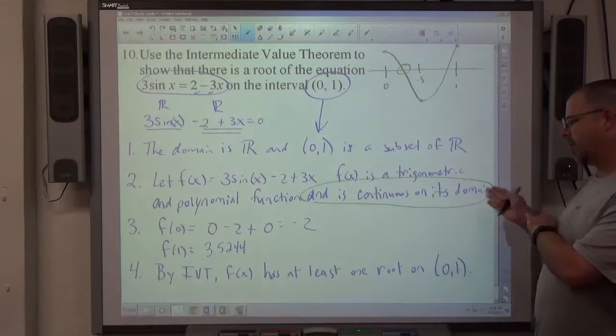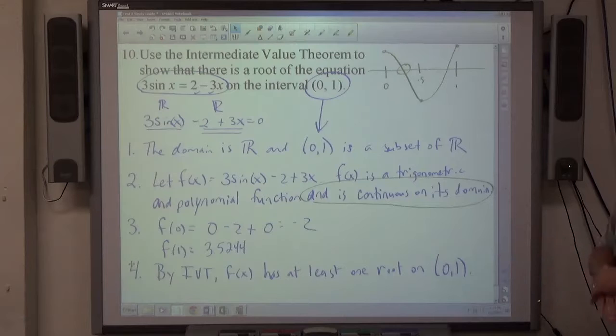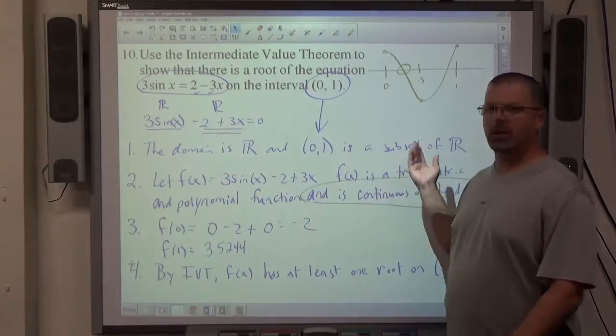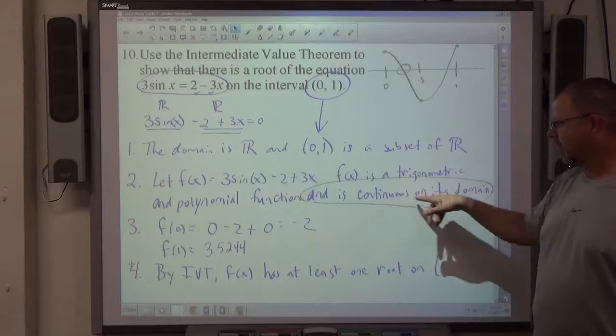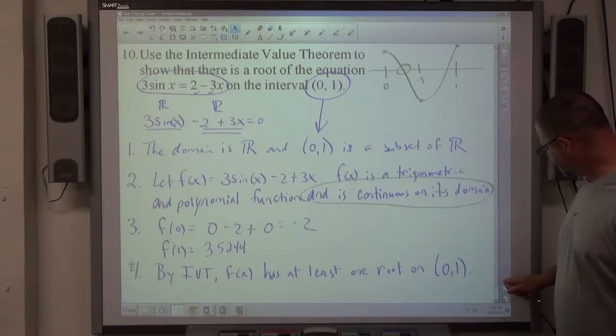So that's your last statement. By IVT, f of x has at least one root on whatever the interval is. So kind of know what each part's supposed to do. Put it in your own words, but make sure what's supposed to be stated is stated. And again, make sure you mention all types of functions that it is. If you just say polynomial, leave off the trig, you're going to lose a point or two. If you don't state that it's continuous on its domain, you'll lose a point or two. So that kind of thing is going to happen.